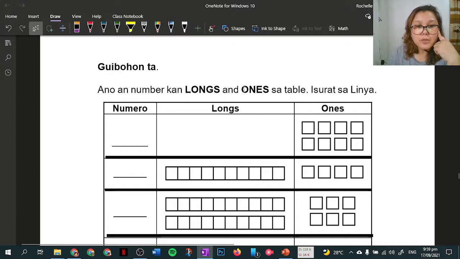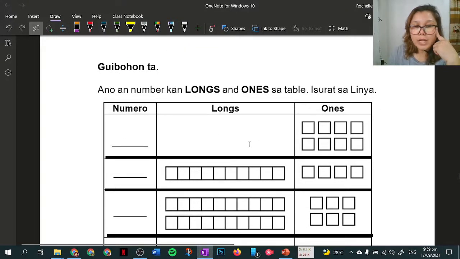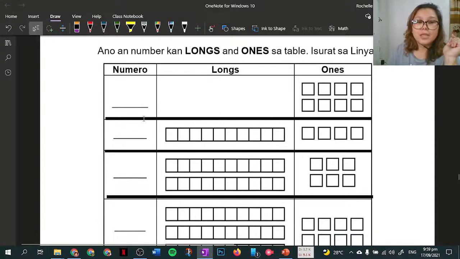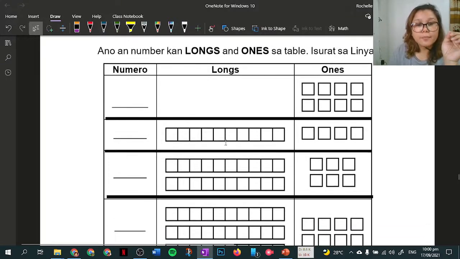So, ano ang number kan longs and ones sa table? Isulat sa linya. So, this one, walang longs. So, you need to count the ones lang. And then, you write the number in symbol. So, take note, bawal po ang baliktad na number. Okay? I noticed some of my former grade 1 pupils, they would write 2 na baliktad, 5 na baliktad. So, starting from this module, let's try to write the numbers correctly.